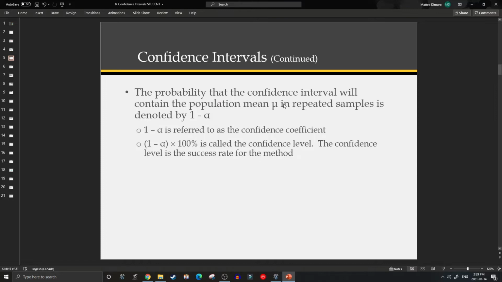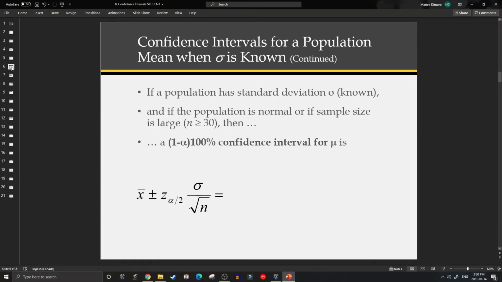The probability that the confidence interval will contain the population mean mu in repeated samples is denoted by 1 minus alpha. So, 1 minus alpha is referred to as the confidence coefficient. 1 minus alpha times 100 is called the confidence level. So the confidence level is the success rate for the method.